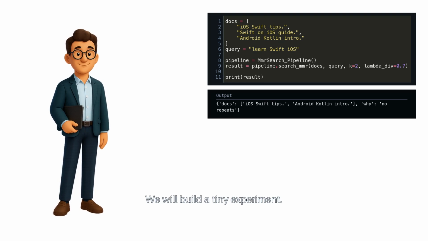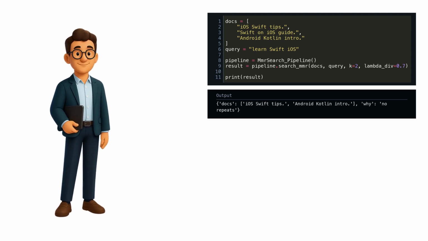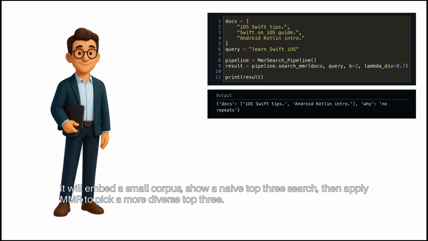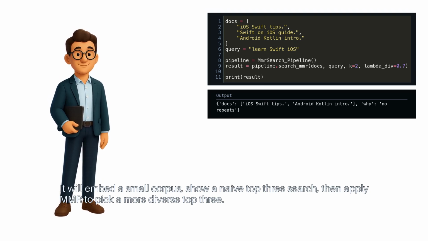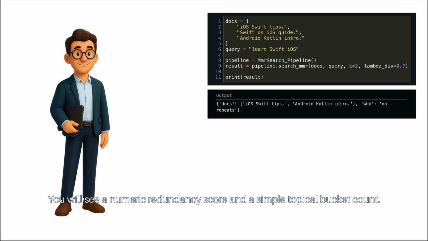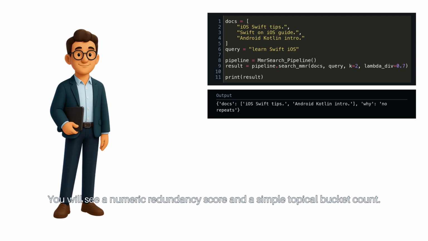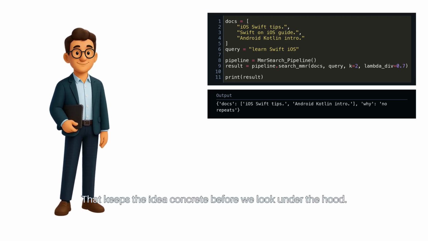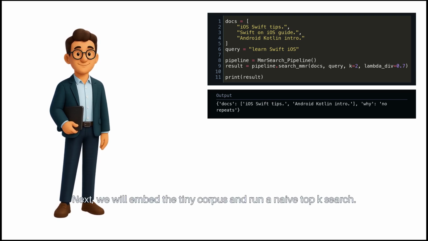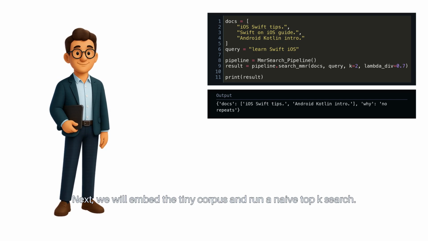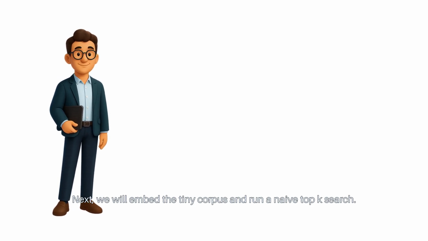We will build a tiny experiment. It will embed a small corpus, show a naive top 3 search, then apply MMR to pick a more diverse top 3. You will see a numeric redundancy score and a simple topical bucket count. That keeps the idea concrete before we look under the hood. Next, we will embed the tiny corpus and run a naive top K search.